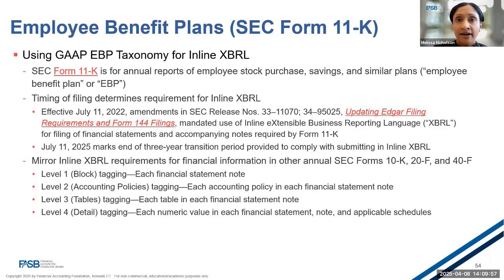For the 11-K filings themselves, they will be required to mirror the inline XBRL requirements for the financial information included in other annual reports, such as in SEC Form 10-K, which includes the level 1 block tagging, the level 2 accounting policies tagging, the level 3 tables tagging, and the level 4 detail tagging. Next slide, please.